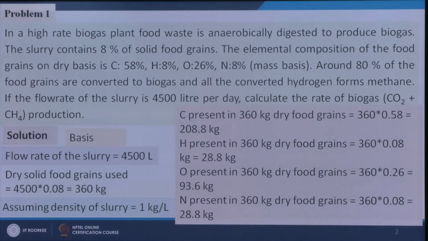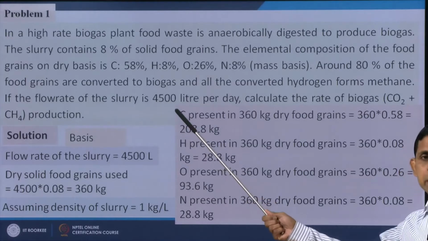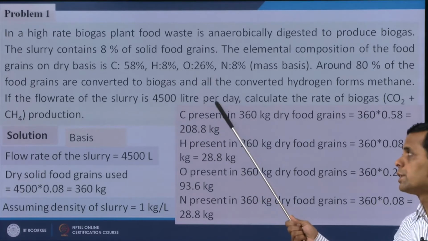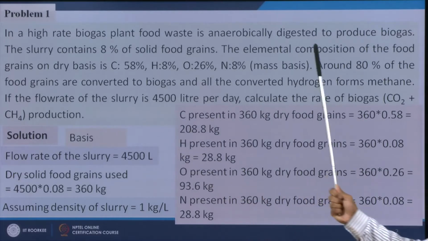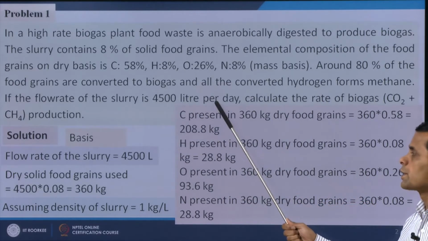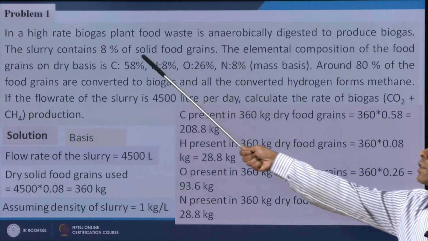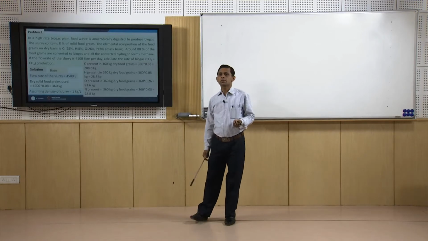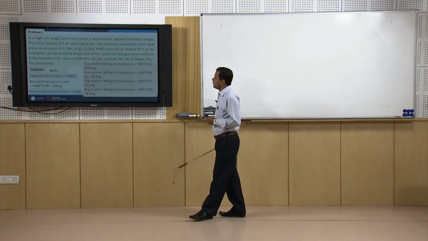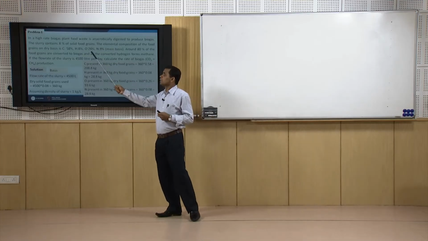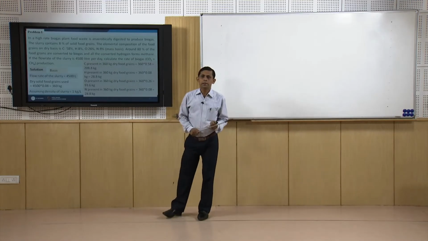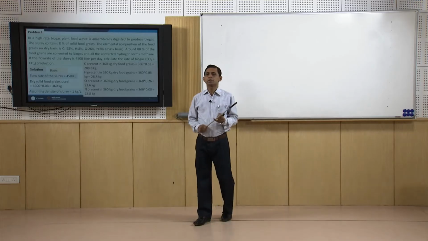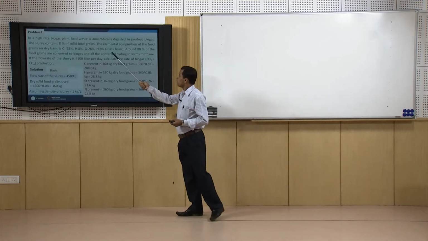Now, we have to solve it. If we see the problem statement, we have been given some information and one basis, that is 4500 liter per day of slurry handling. It is also given that 8% solid is present in the slurry, so we can calculate how much solid is present. Then the percentage of carbon, hydrogen, oxygen, nitrogen is also given, so we can get the amount of each element present in the slurry.